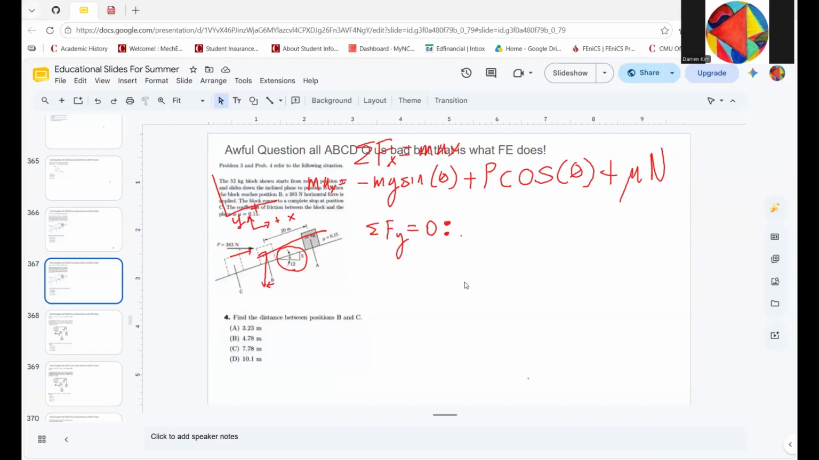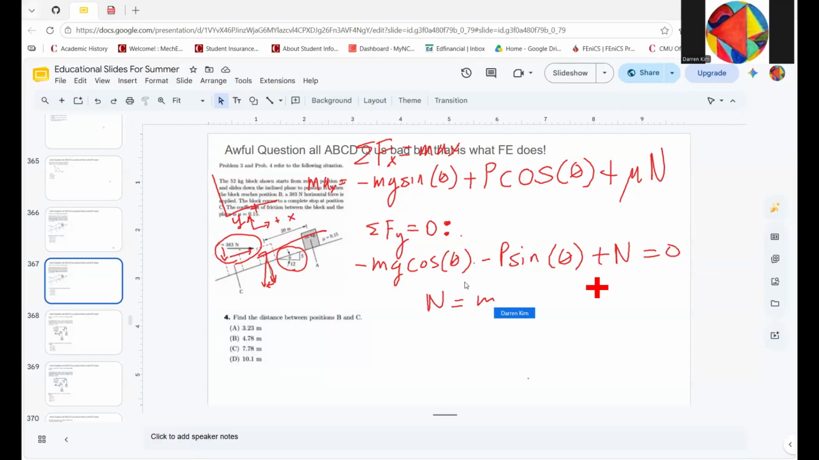Okay. So mg over here, cosine theta, and it's negative, right? There's also a P force, and it's going downwards. So minus P sine theta, and then there's a normal force. So that's a plus N equals 0, and therefore N equals mg cosine theta minus P sine theta. You can guess which one people make mistakes on.